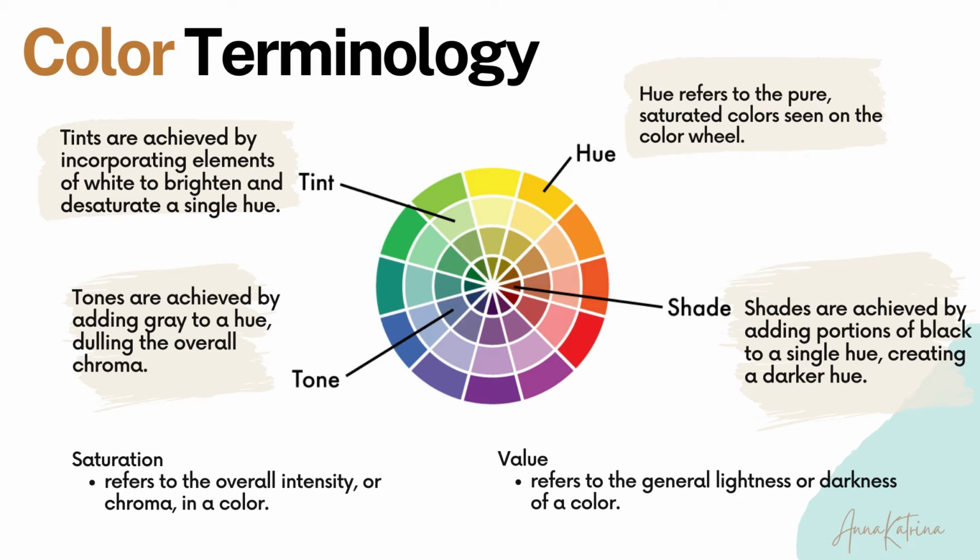Saturation refers to the overall intensity, or chroma, in color. Value refers to the general lightness or darkness of a color.